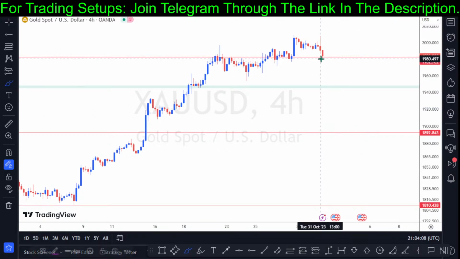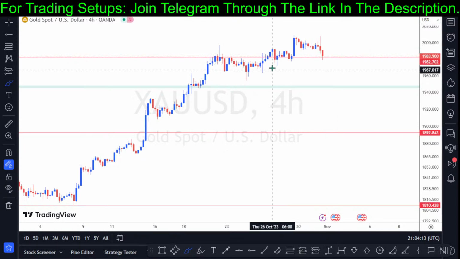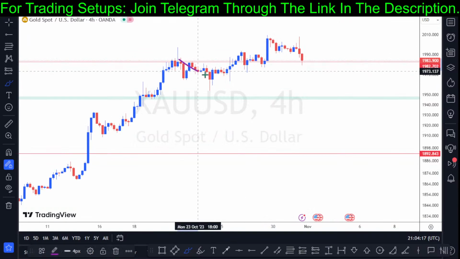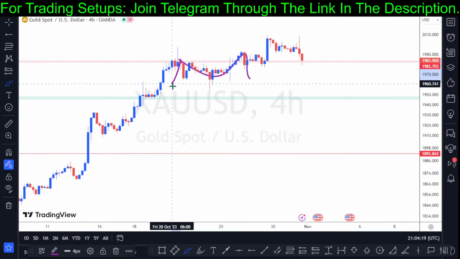So if you are trying to jump in right here now, well, you are taking an aggressive entry. Imagine those people who shorted right here last week, who stated this is a double top. You know, I remember the analysis then, I remember the live stream.